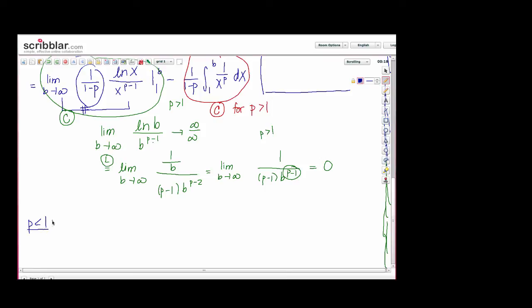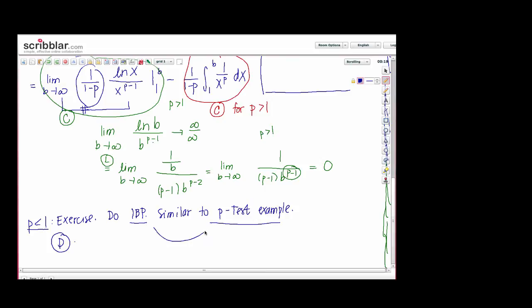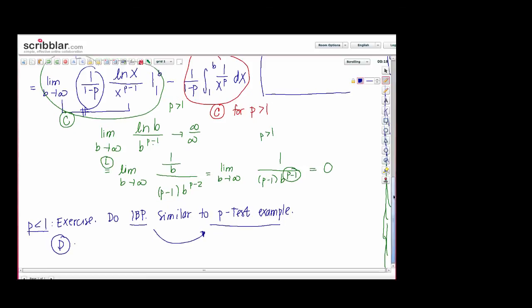For the p less than 1 case, I'm going to leave this as an exercise for you to work on. Again, you're going to do the integration by parts, just like I did in the p greater than 1 case, and then your argument is going to be similar to what we did for the p-test example. So go back and look at what we did there. Make sure you can do the case where p is less than 1. You're going to get diverges for p is less than 1. Again, after you do the integration by parts, it's going to look exactly like what we did for the p-test.